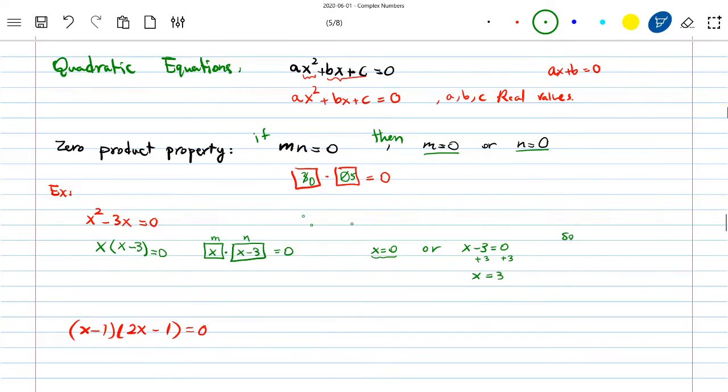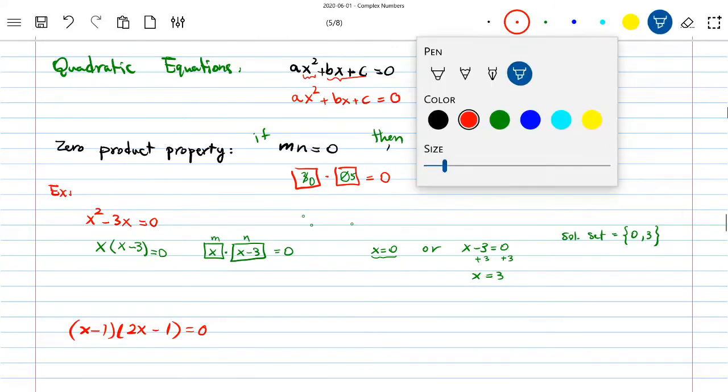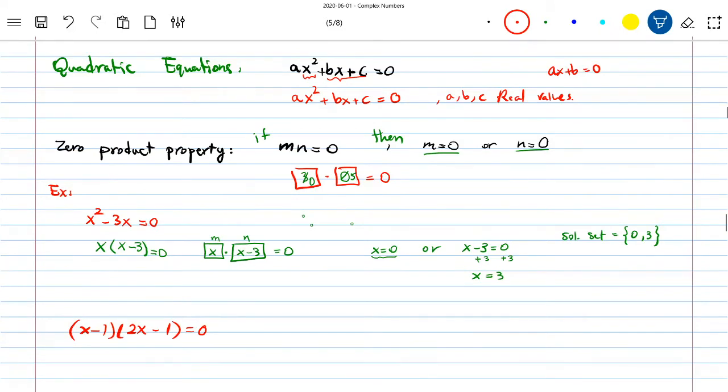So what is the solution set? Solution set is 0 and 3. You can check these numbers as well. Let me check it so you can see. You can replace 0 into the equation. So the check. It's not necessary to check, but you can check it. 0 squared minus 3 times 0 gives you 0. 0 times anything is 0. And if you replace 3, 3 squared minus 3 times 3, that's 9 minus 9, it is 0. So both of these two solutions, 0 and 3, satisfy the original equation.